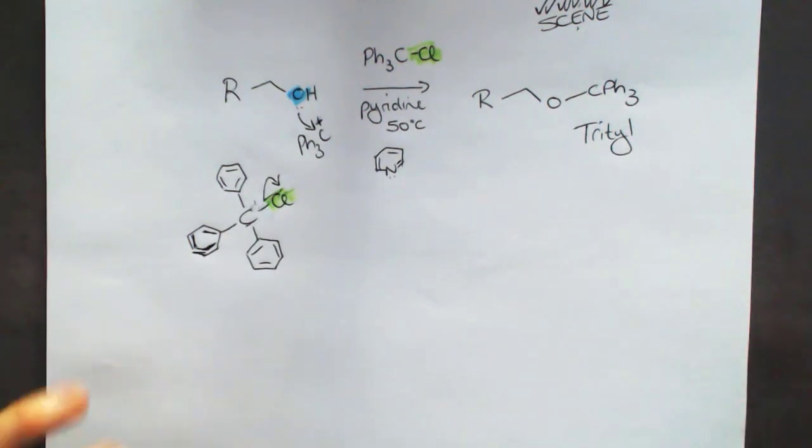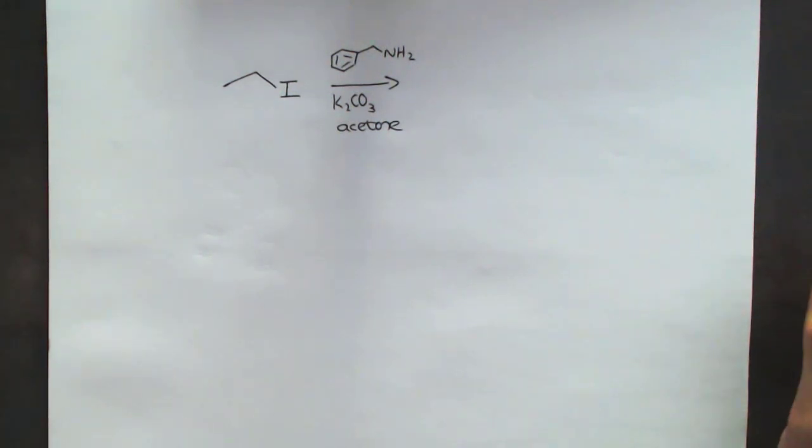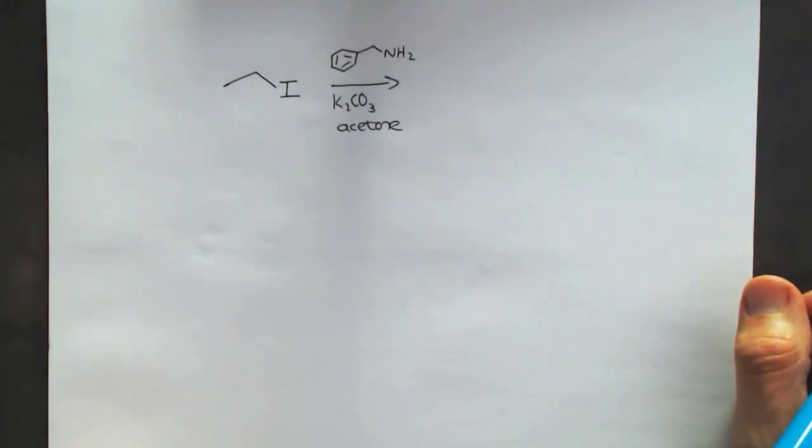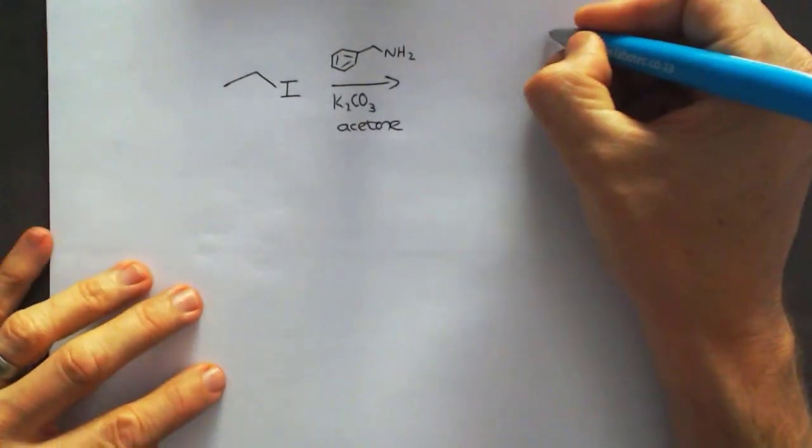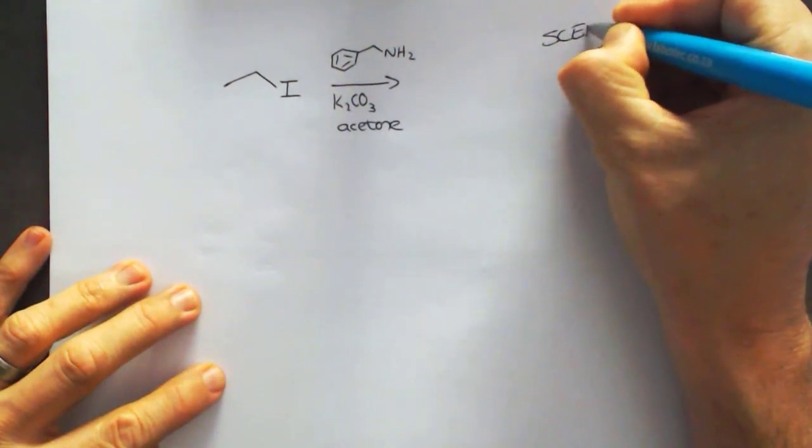All right, time for the last example. All right, here is our last example. Have a go at predicting what the product is, and then we'll discuss it. Right, so this one over here, let's just analyze it in terms of our acronym again, and let's figure out what happens.